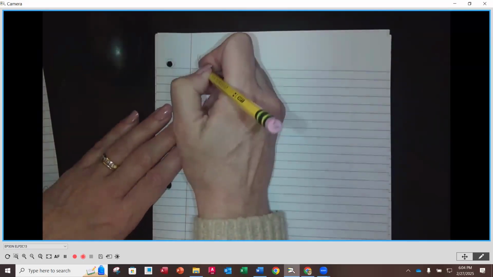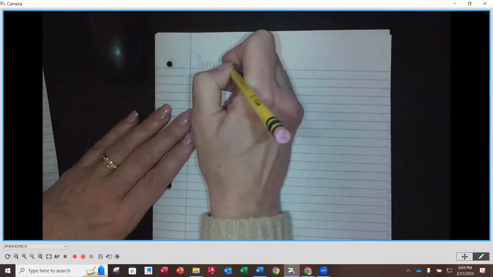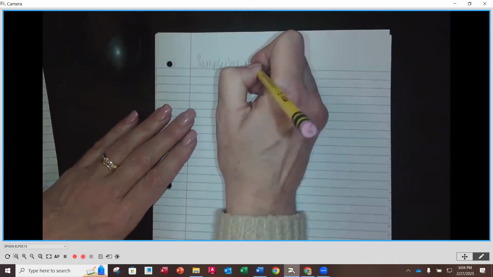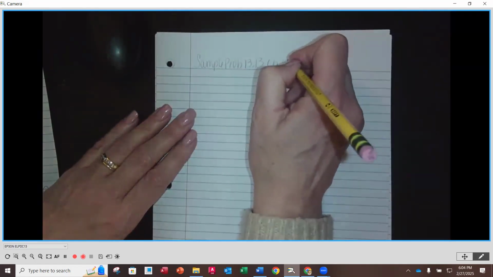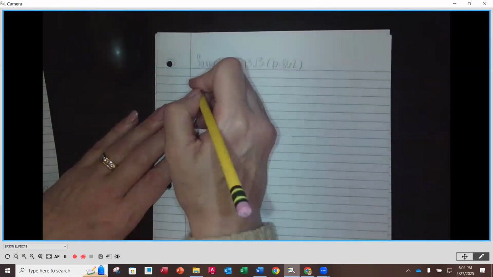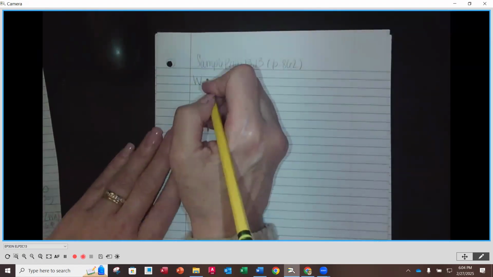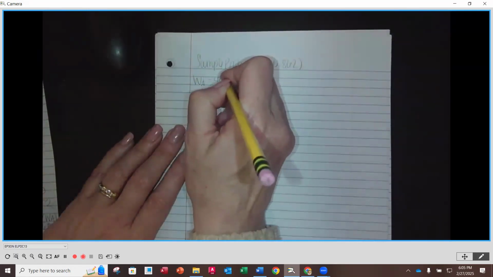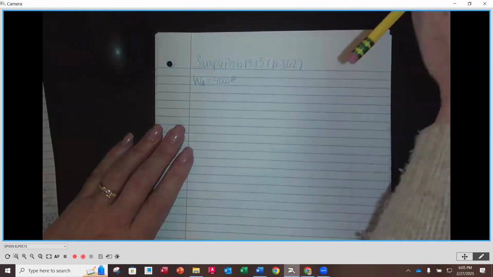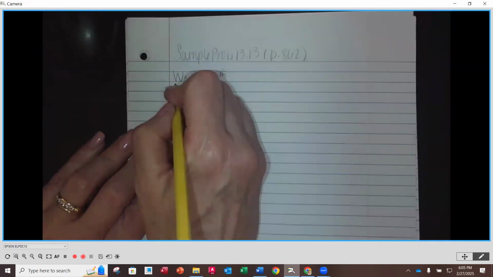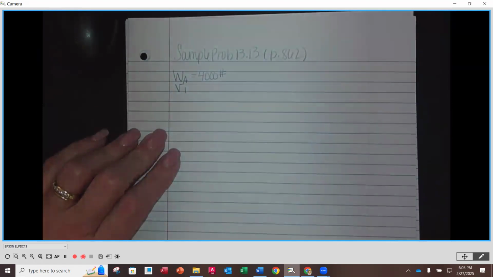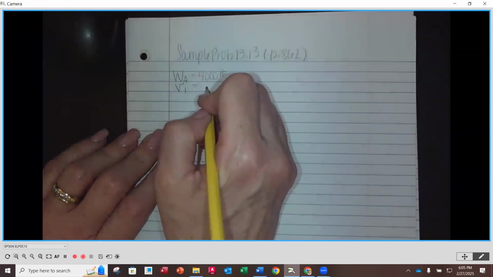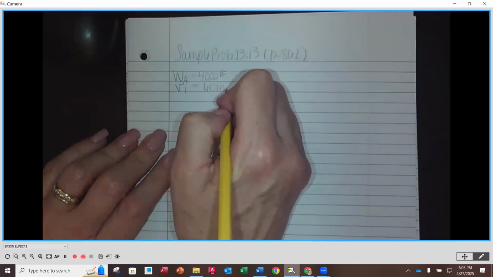So if we look underneath, we'll get started here. So we are going to start by saying sample problem 13. This is found on page 862. Okay. The weight of that vehicle, okay, so I'm going to say W_A for the weight of the automobile is equal to 4,000 pounds, okay? The velocity 1 that it's actually going at the start is going to be 60 miles per hour.